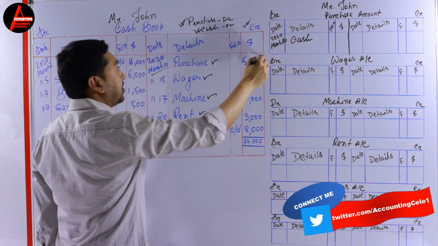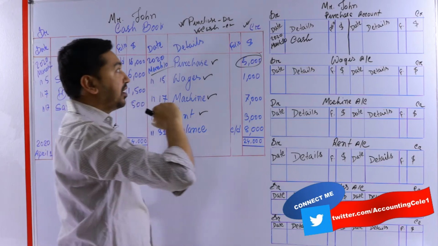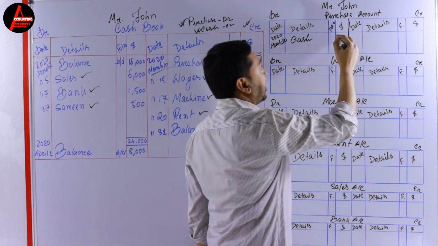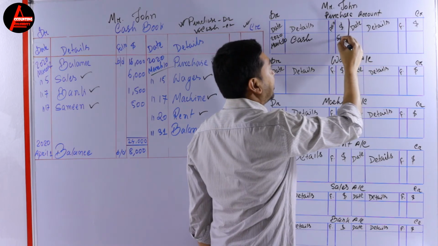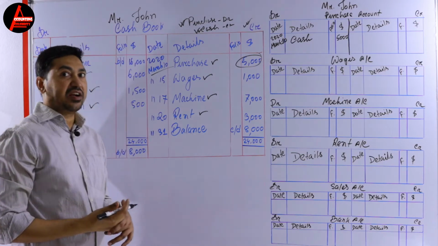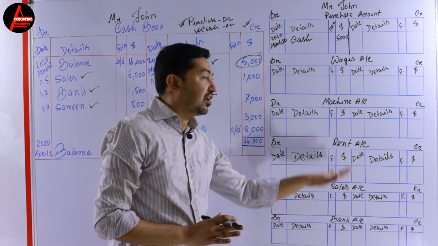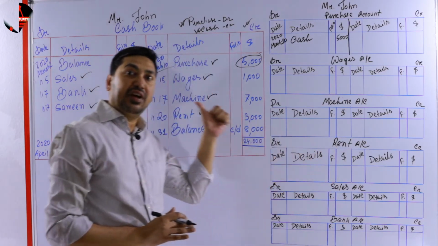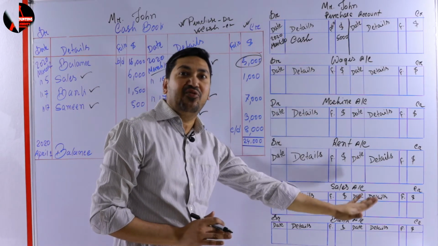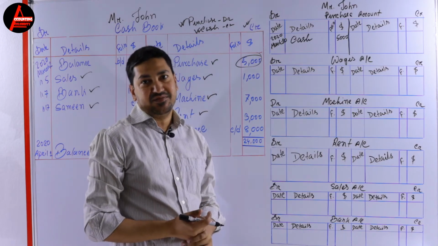cash, and the value is already given here in the credit, in the dollar column in the cash book. So you just take it and put it in the dollar column in the nominal ledger, which is the purchase account. All the entries here will be entered from the cash book. So here you need to write only the word cash.